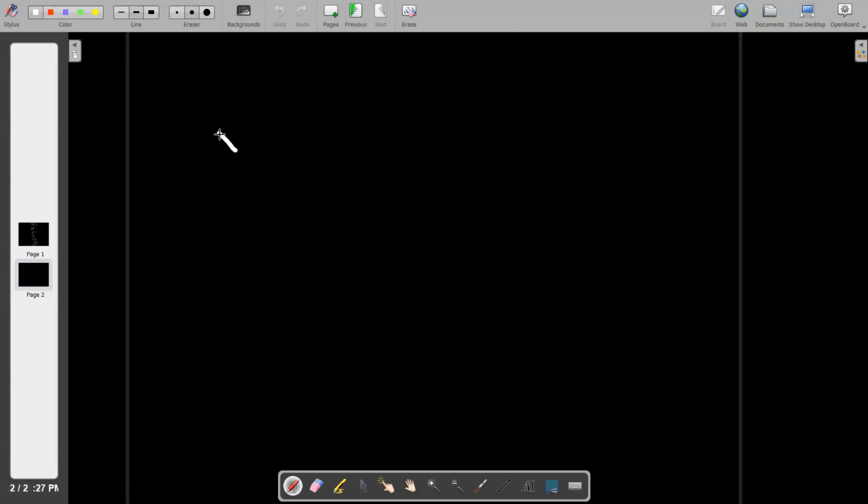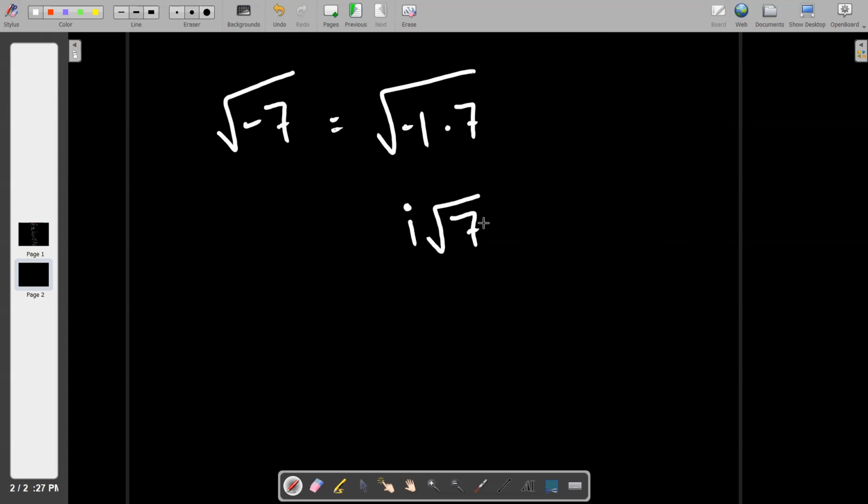And finally, what if I have a root that just isn't workable at all? What if I asked you to do the square root of negative 7? What would I break the inside up into? You can't do anything with 7, right? Therefore, the answer to this is just i root 7.